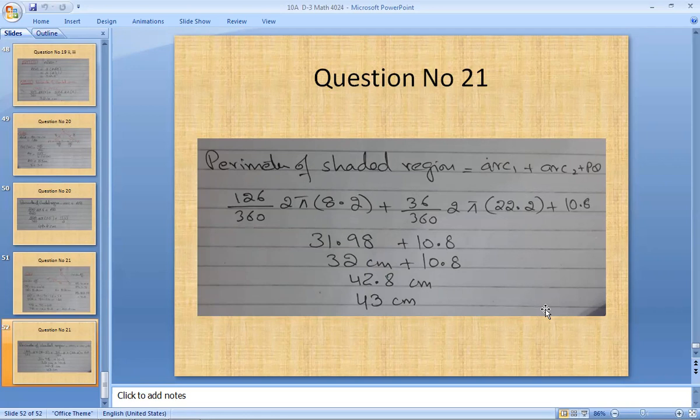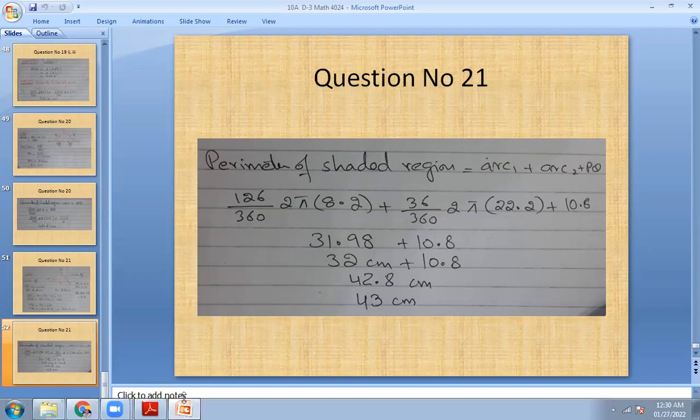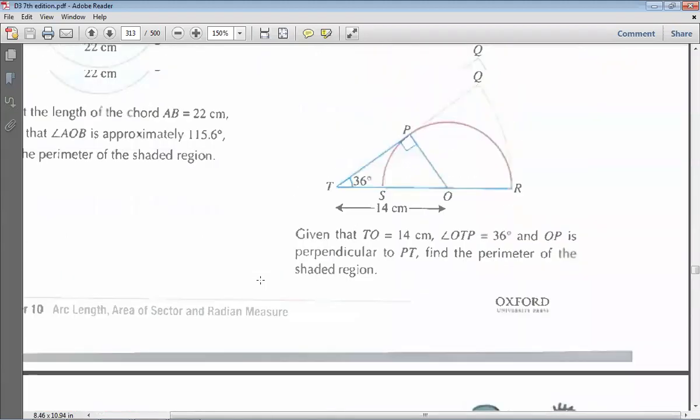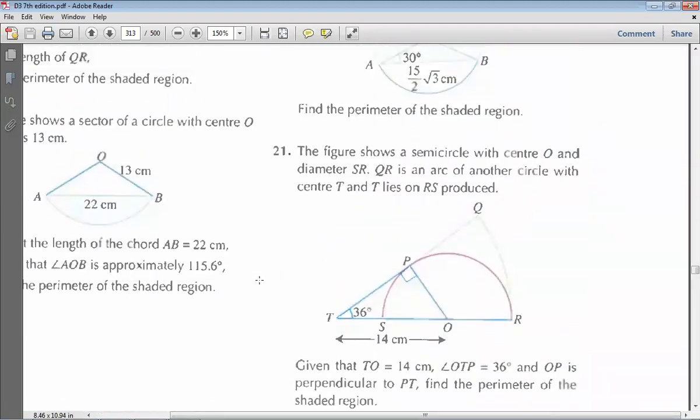So in your calculator, when you enter these values, you will get 31.98 plus 10.8. You round it off, and that will be 32 centimeters plus 10.8. So it will be 42.8 centimeters, and that will be 43 centimeters. So we are done with this, and this is the last question of exercise 10A.